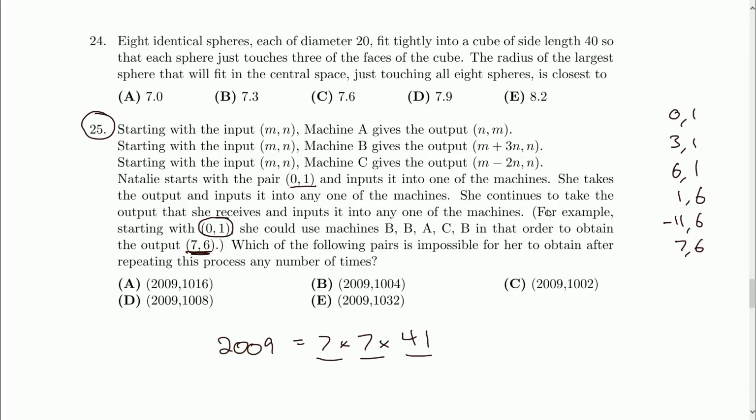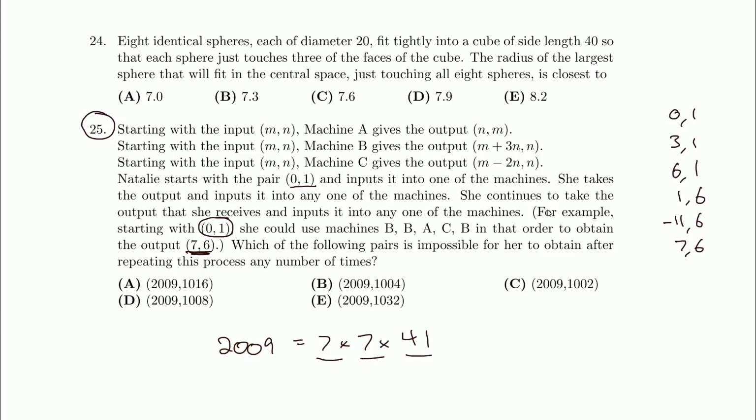So if we're going to have a common factor other than 1, it's probably either going to be 7 or 41 or something bigger. So we just ask ourselves, well, 2009 is a multiple of 7. Is 1016 a multiple of 7? So I grab my calculator. 1016 divided by 7 is, okay, 145. Well, maybe it's a multiple of 41. No, it's not a multiple of 41.